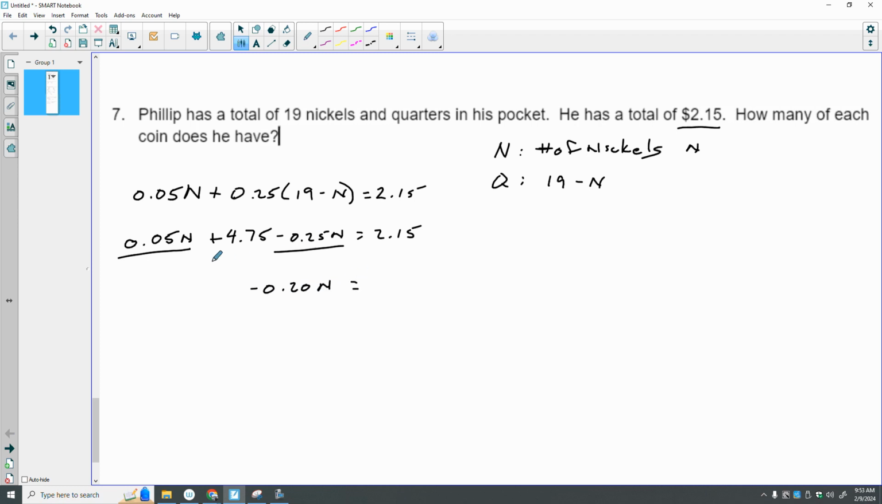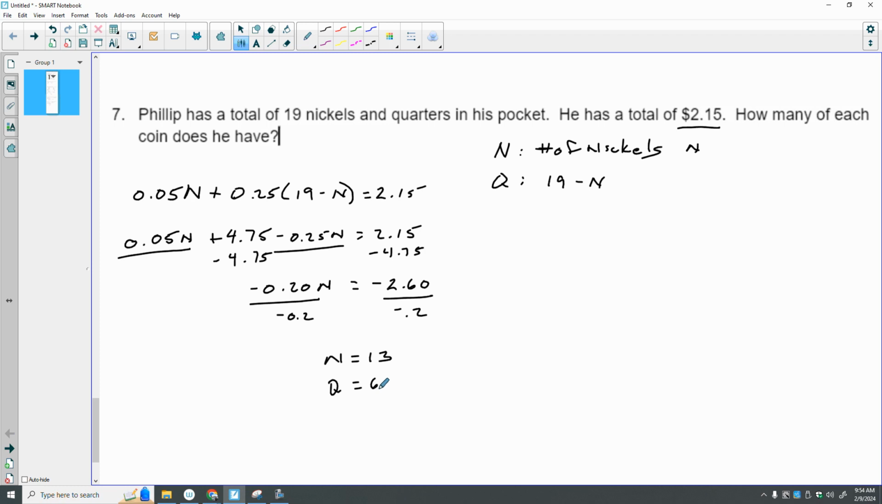We can do two steps at once. We're smart like that. I'm going to subtract 4.75 from both sides. And I get negative 2.60. Divide by negative 0.2. And I get N equals 13. The number of nickels is 13, and we just said up here the quarters is 19 minus that, so the number of quarters is equal to 6.